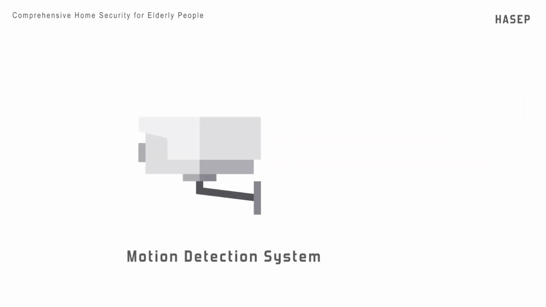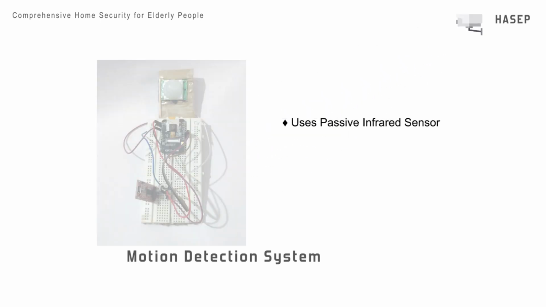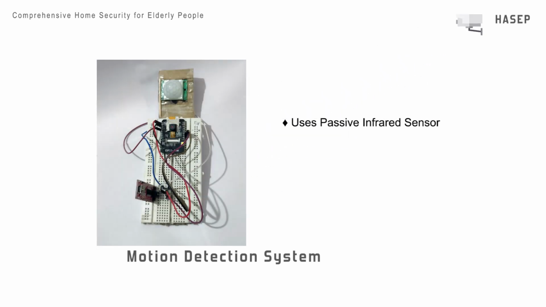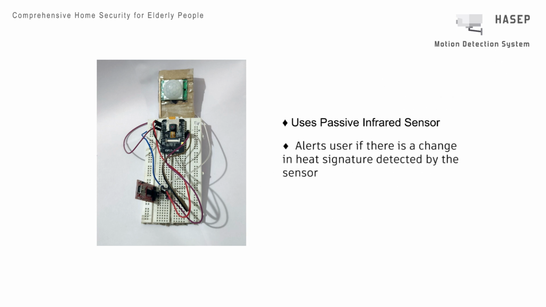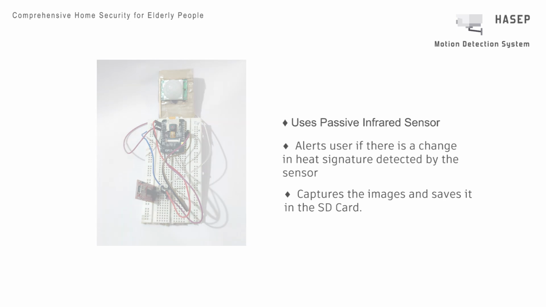Motion Detection System. This module focuses on capturing any motion around the home premises using the PIR sensor that keeps track of the change in heat signatures. And when it detects such a change, it will send an alert to users via the mobile app, capture the image of the motion, and save the image in the SD card for further reference.